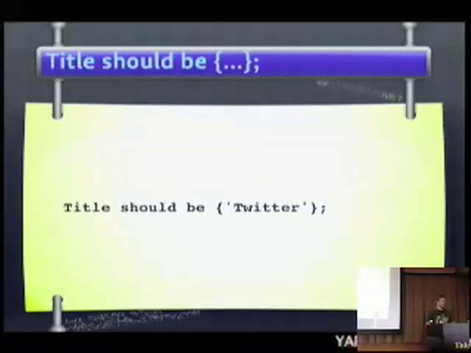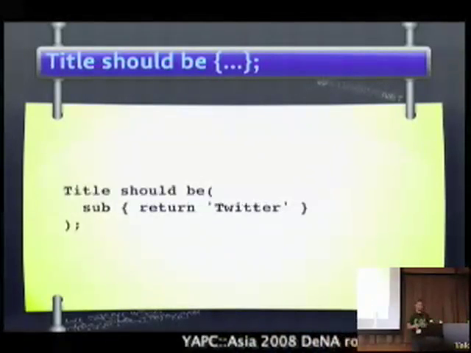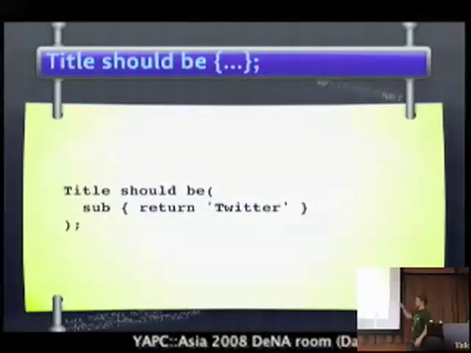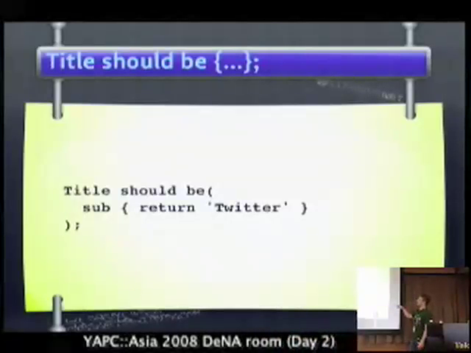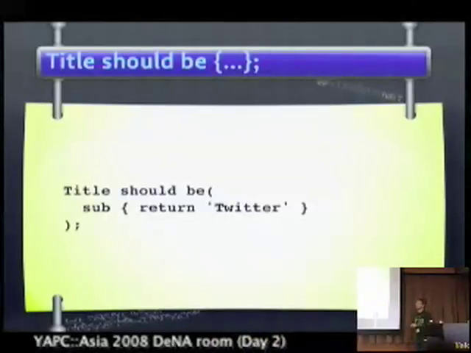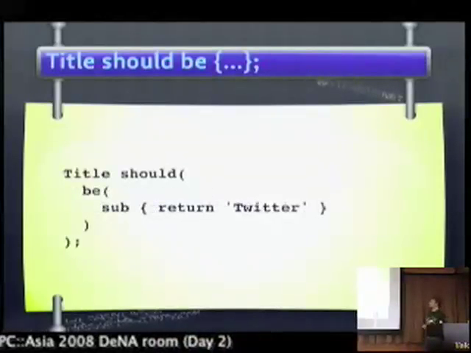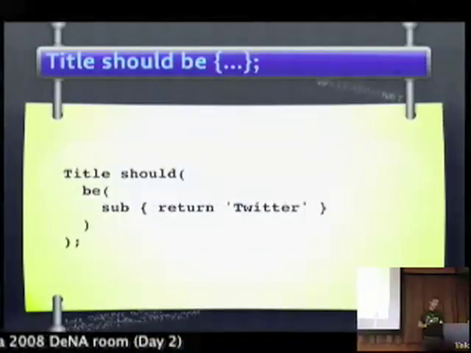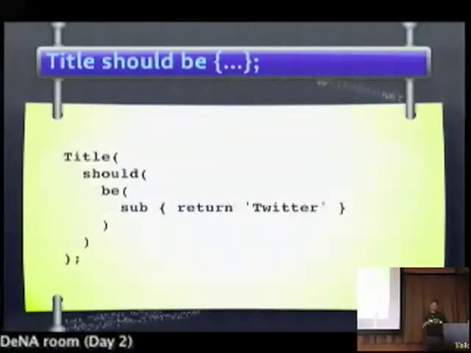So we have title should be Twitter. And we're going to break this down in the way that Perl sees it. So be is a function, and it expects a subroutine. And that subroutine returns the string Twitter. Should is a function, and it takes the results of be. And title is a function, which takes the results of should.